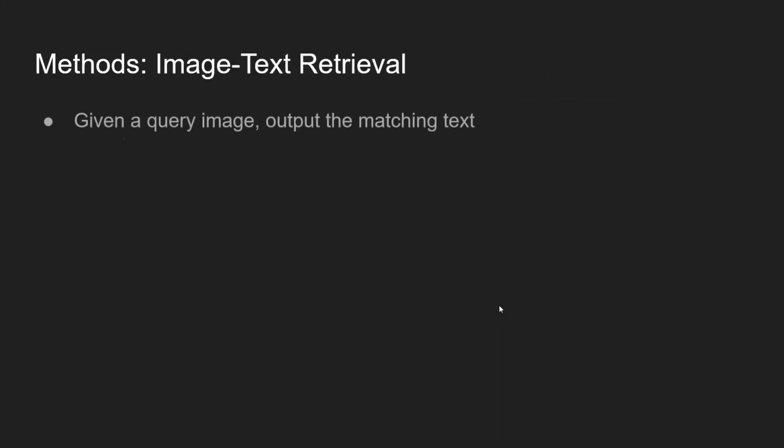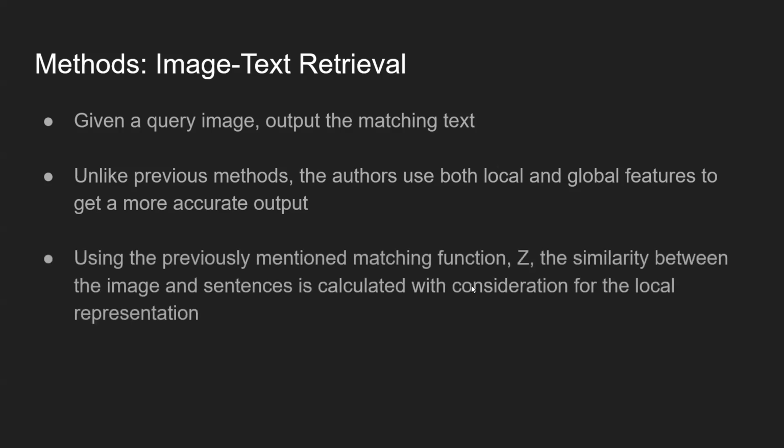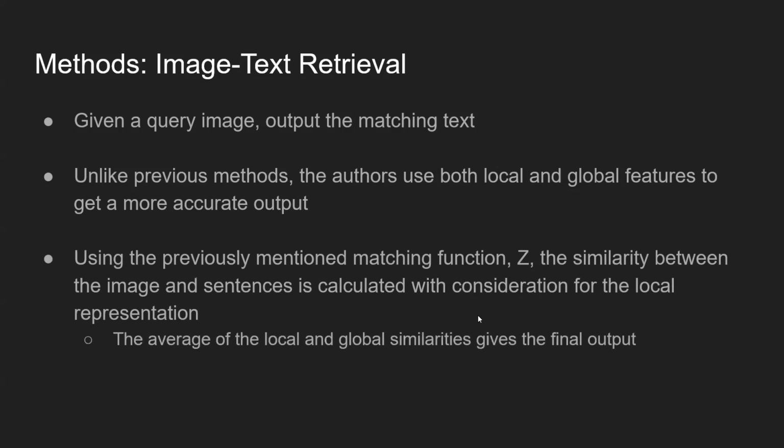For image text retrieval, we are given an image query. We want to output the matching text. Unlike previous methods, the authors use both local and global features to get a more accurate output. Using the previously mentioned matching function Z, the similarity between the image and sentences is calculated with consideration for the local representation, and the average of the local and global similarities gives the final output.